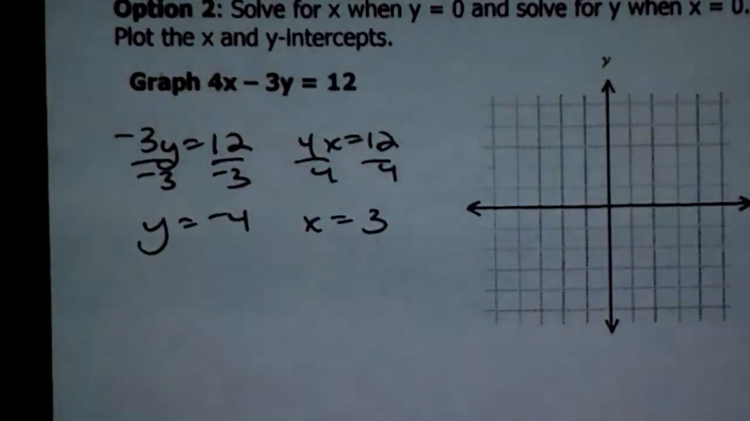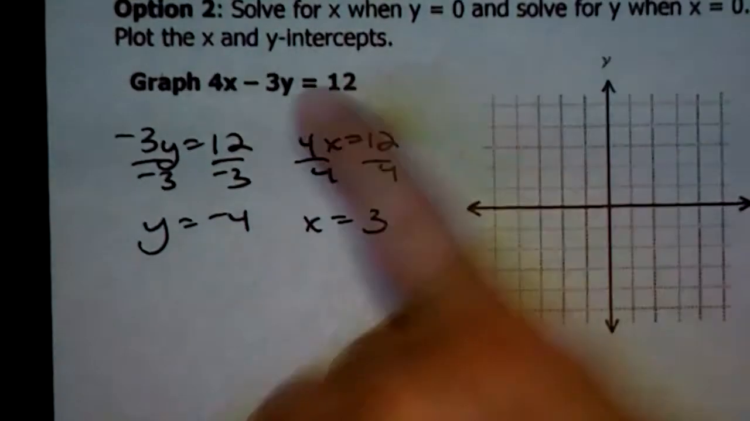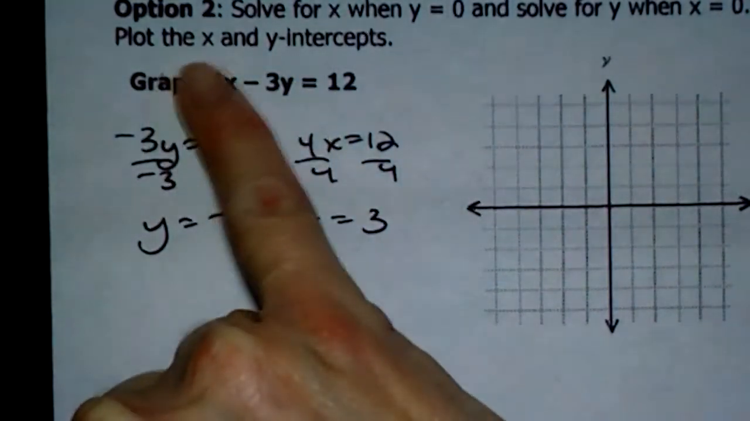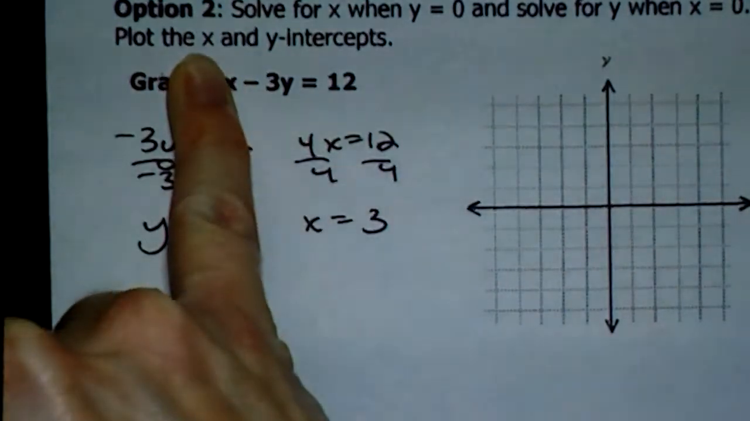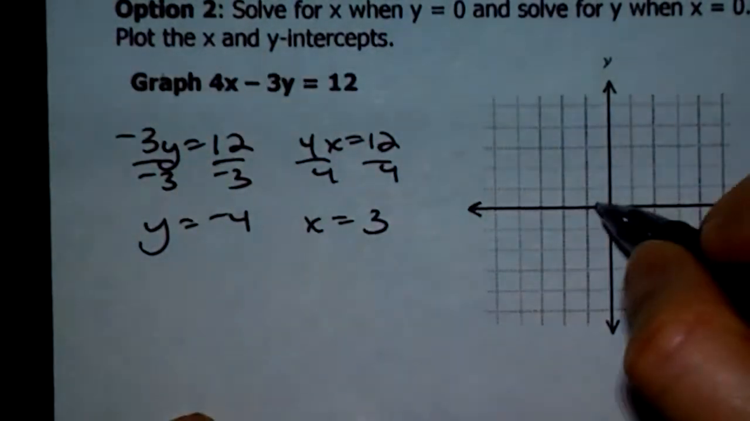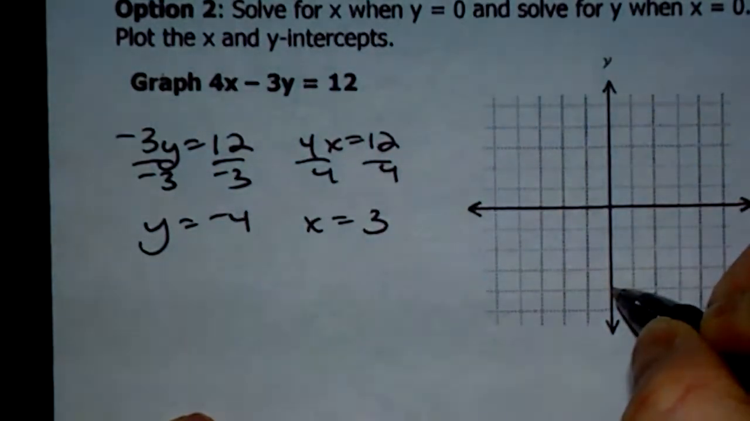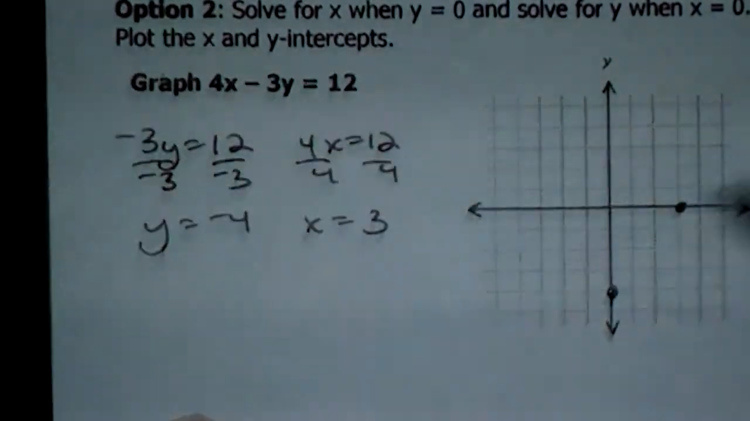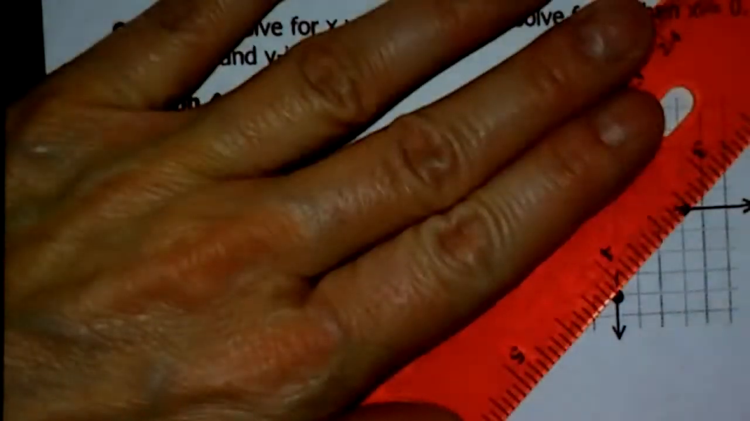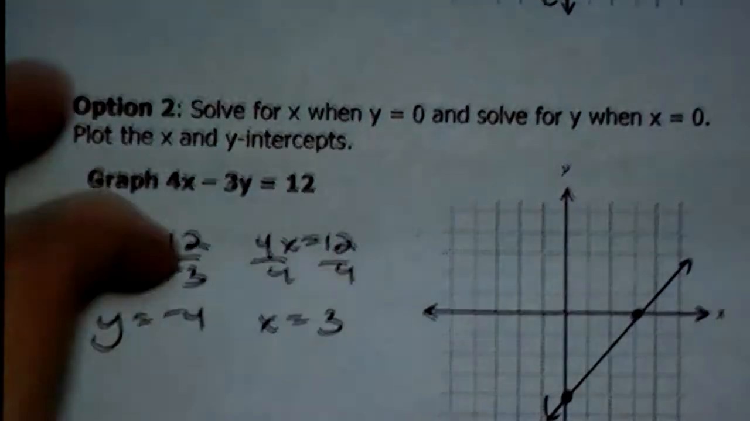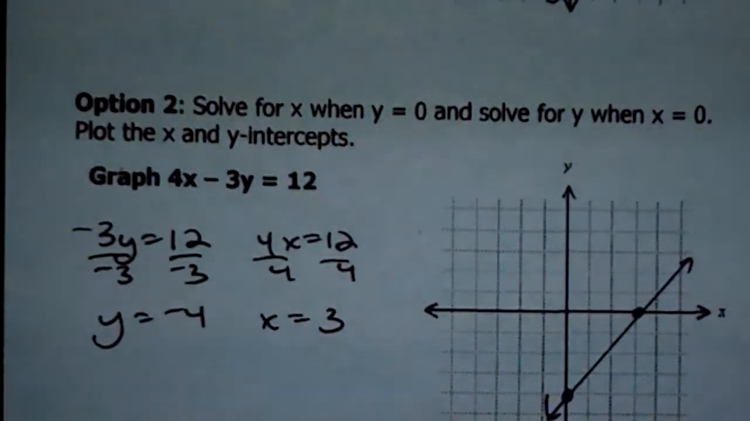So again, all we really did was we plugged in the 0 for the y and got the x-intercept, and we plugged in the 0 for the x and got the y-intercept. Now if I know the y-intercept is negative 4, I can put a dot at negative 4. And the x-intercept is 3, I can put a dot at 3 and draw my line. And hopefully you notice it's no different than the one above it. It's the same exact graph. It's just a little bit, I think, quicker of a way to identify it.